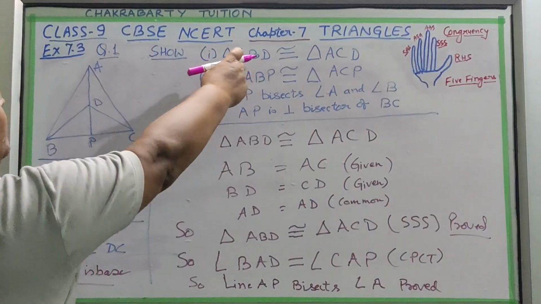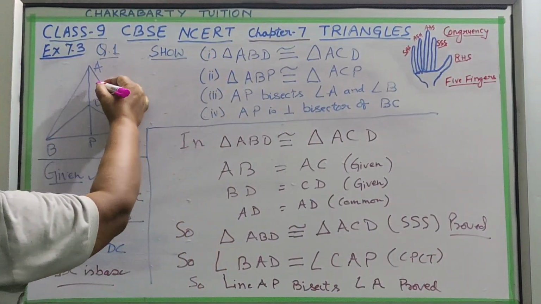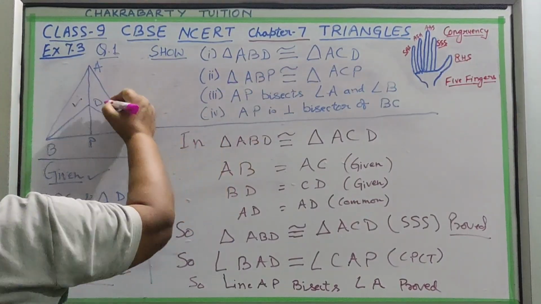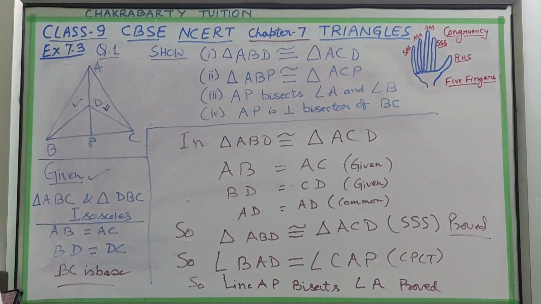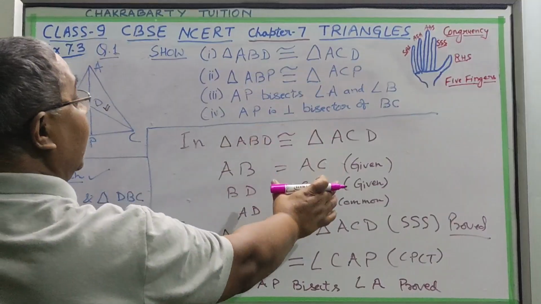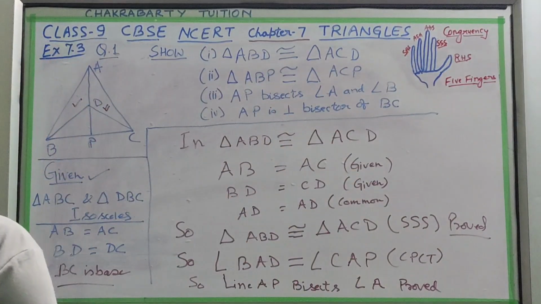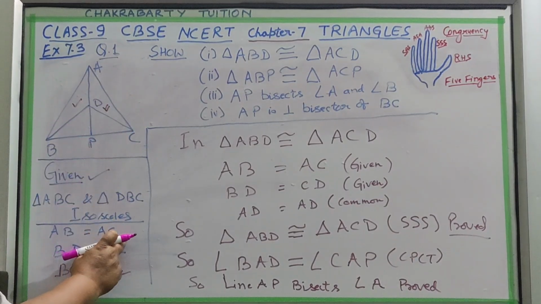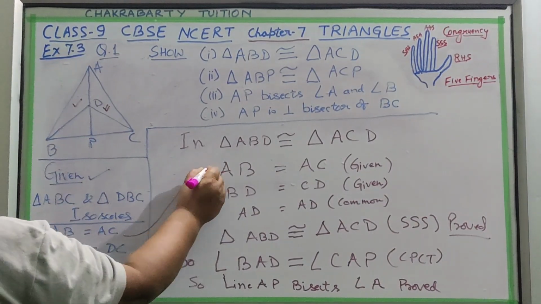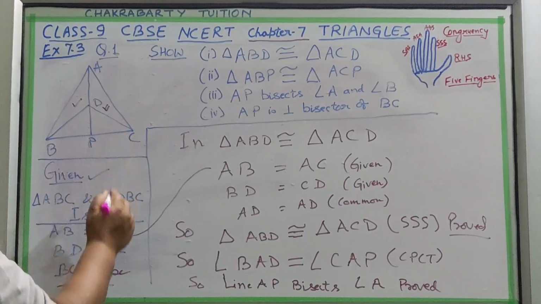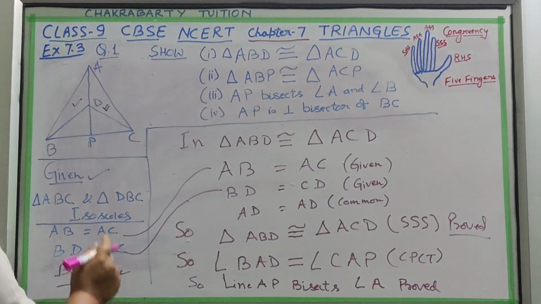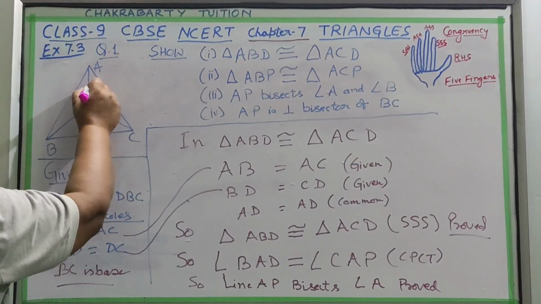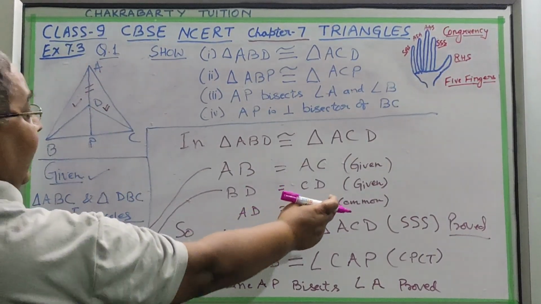Now we will first go with this triangle ABD, A, B and D, and triangle ACD. So in between these two triangles, we will try to establish the congruency rules. So here you see, you have already proved AB is equal to AC. It is given in the question. And BD is equal to DC. It is also given in the question. And our line AD is common to both the triangles.